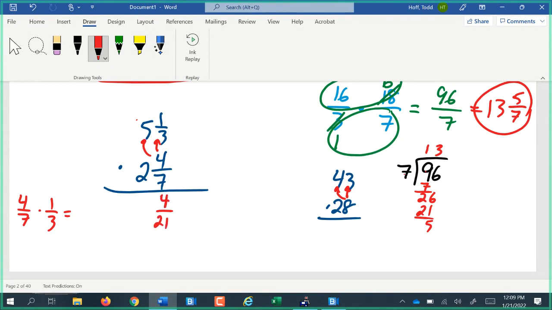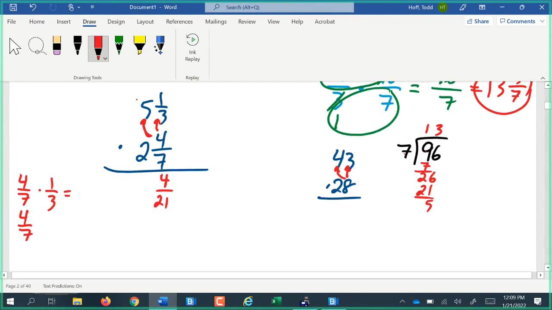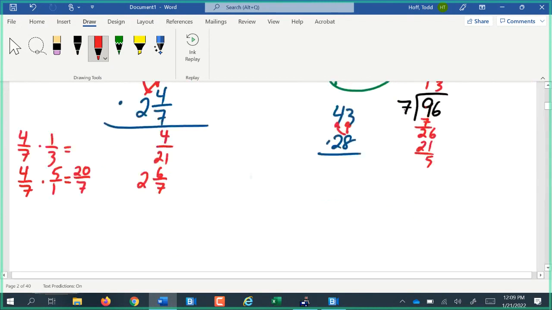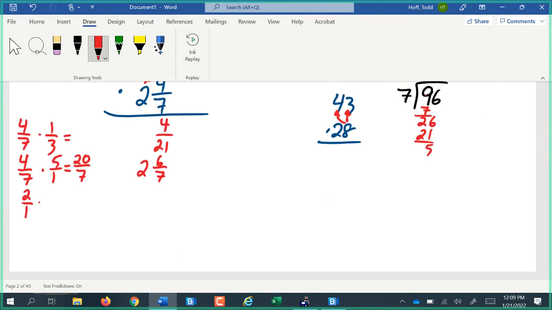4/7 times 5. Well, to multiply a fraction by a whole number, we just make the whole number into a fraction by putting it over 1. That's 5 over 1. 4 times 5 is 20. 7 times 1 is 7. That is 2 6/7. Now we do the 2 times 1/3. So again, we make that a fraction by putting it 2 over 1. Times 1 over 3, that's just 2/3. And finally, the 2 times 5 gives us 10.